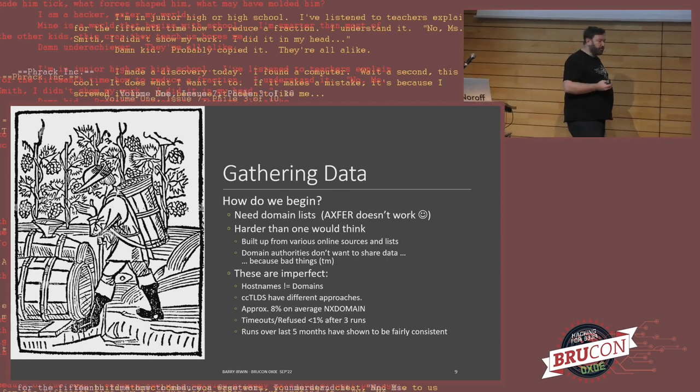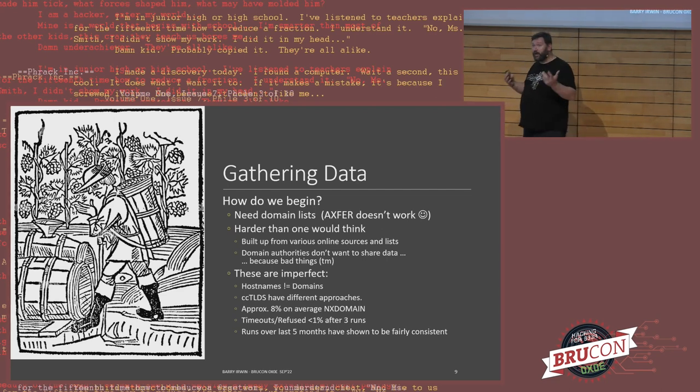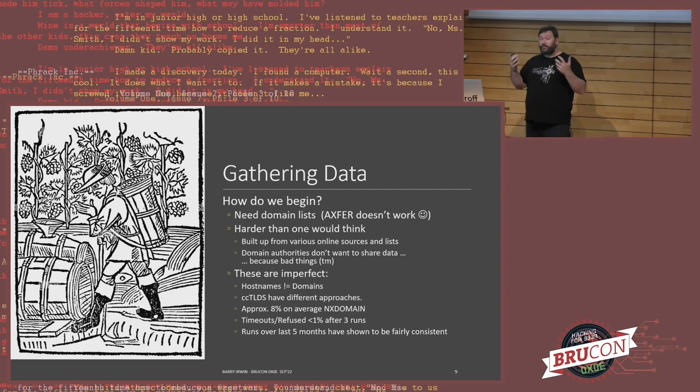One of the challenges with this was trying to work out the difference. A host name is not the same as a domain name. It can be, but it isn't necessarily. So where you've got lists and lists of names, how do you go about reducing them?